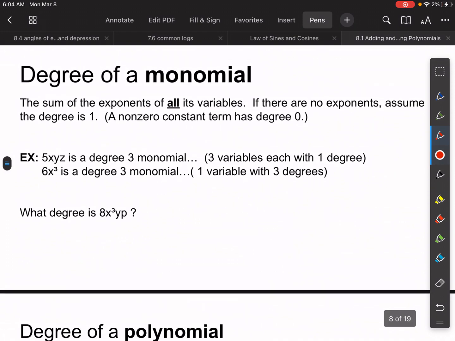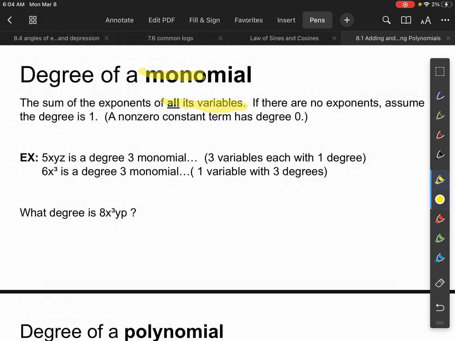Okay, guys, a couple more definitions for you. I know this is kind of a lot of definitions, but these are important. So the degree of a monomial is the sum of the exponents of all its variables. All of its variables, the sum of all the variable exponents in an individual term. This is of a monomial, so a single term.